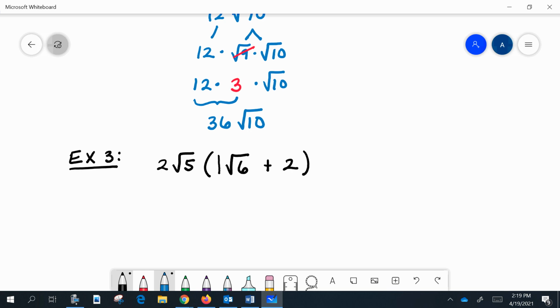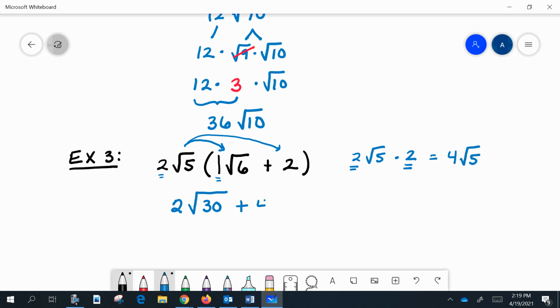So when I distribute, I take 2 square root of 5 times 2 square root of 6. I multiply the 2 and the 1 together to get 2, and the square root of 5 times the square root of 6 can multiply to make square root of 30. Okay? And then we're going to take 2 square root of 5 times 2. So we can multiply the two whole numbers together, and the result is going to be 4 square root of 5.